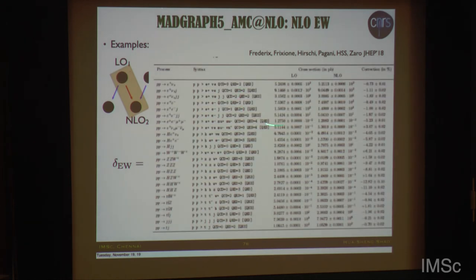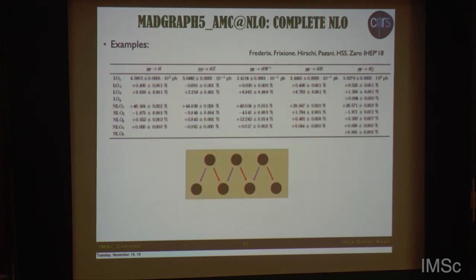Here are the numbers. I don't ask you to read this, but it shows that there are different processes you can generate with different syntax. You can check that with syntax. Also, you can calculate all of them, completed in all the code. There are a few examples: ttbar, ttbar Z, ttbar W, ttbar Higgs, and ttbar jets. So you will see different orders.